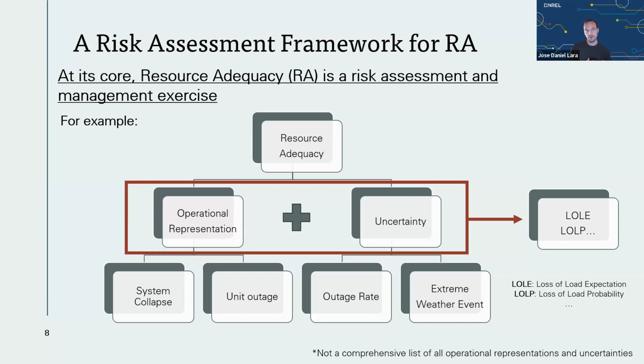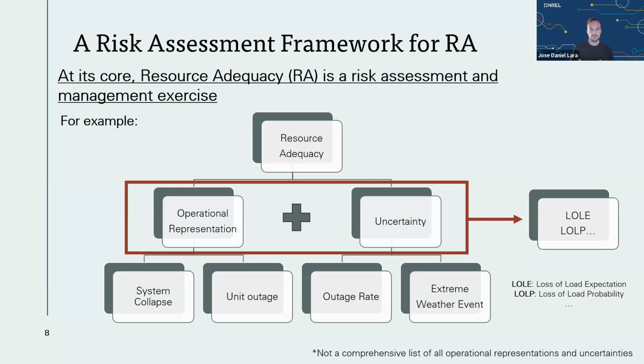And when a stakeholder comes into a resource adequacy statement, this analysis needs to have a good idea about what exposure metrics we want to include and what uncertainties we want to include. So in the case of an application, for example, to an IRP or to a planning process, stakeholders need to provide input about what are the operational representations that matter for my system. Do I care about some systemic issues that can lead to system collapse or to unit outages?